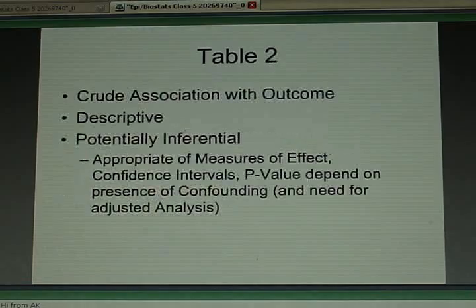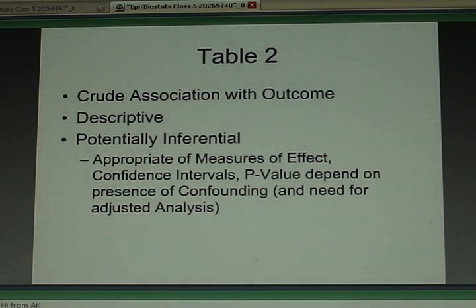Table 2 typically describes the crude relationship between your risk factor of interest, acculturation group, and your outcome, prevalence of diabetes. So in part, it also is descriptive. It's describing how common the outcome is in the various groups you're comparing. But it also might be the basis for doing some inferential statements. You might see a p-value reported there. You might see a confidence interval built around a measure of association.